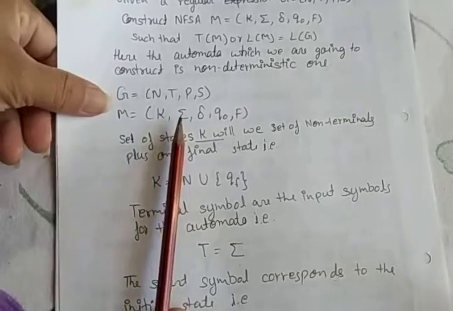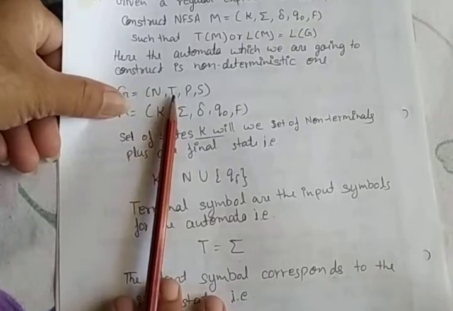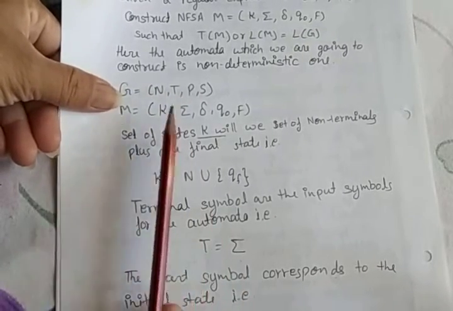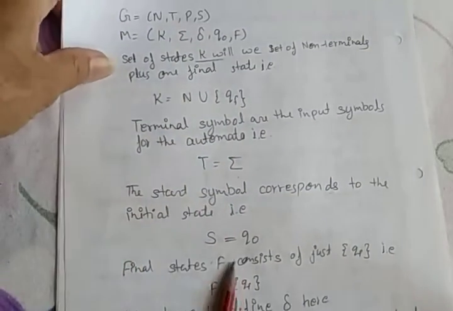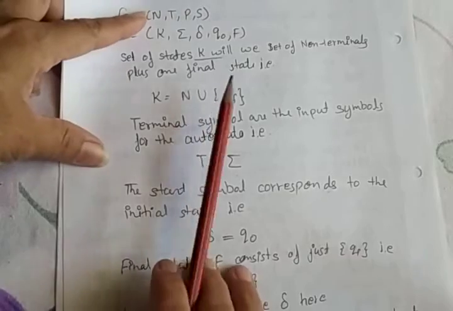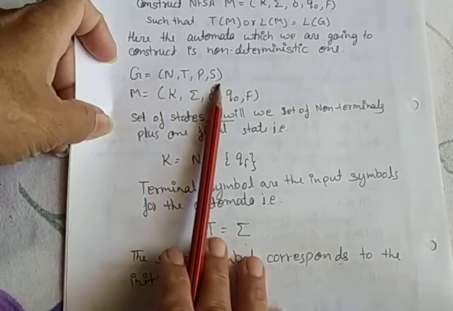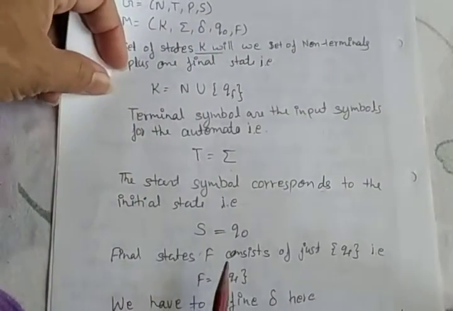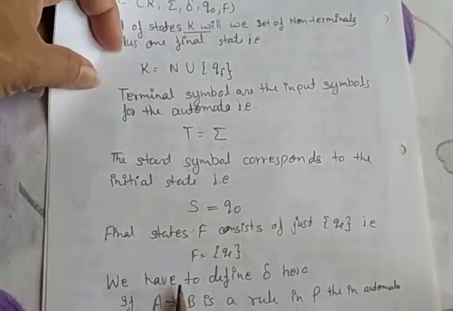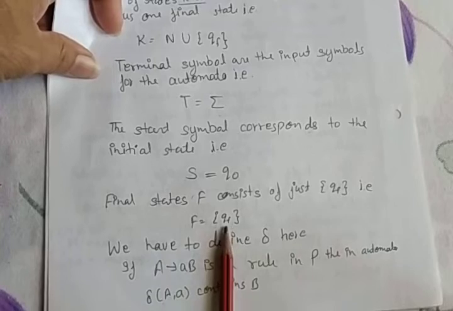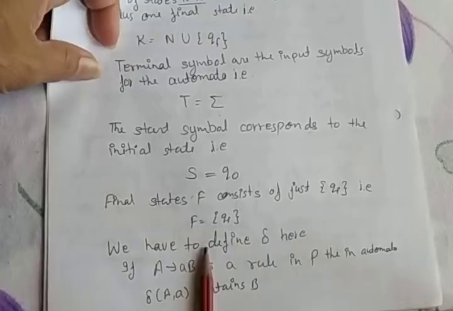The sigma will be the terminal symbols. Okay, so sigma will be taken as the terminal symbols present in the grammar. Q naught will be equal to the starting symbol of the grammar. Here the grammar has the starting symbol S, and in the automata Q naught will be the initial state, right? The final state will be QF. We have considered that QF is the final state.